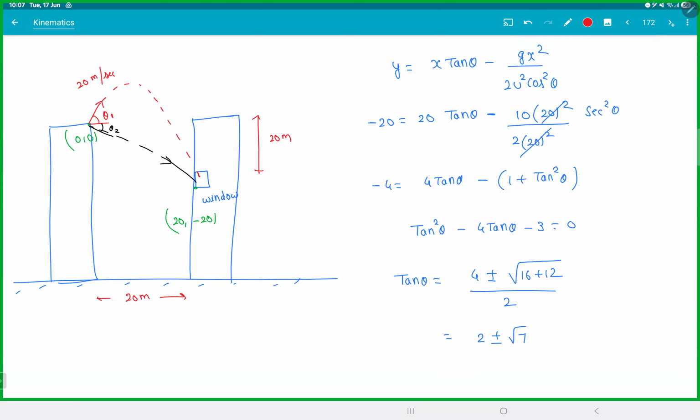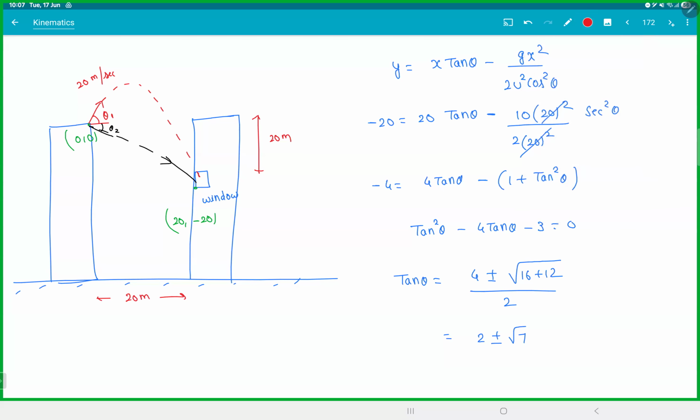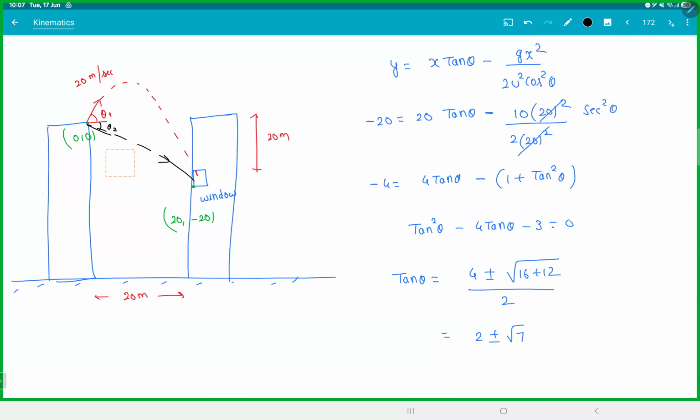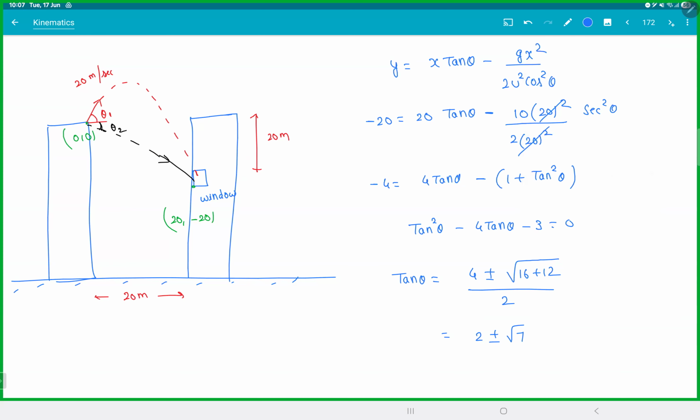So this is theta 1 and theta 2. The negative angle is the one which is thrown down, and the positive angle is the one which is thrown up. Is that clear, everyone? So there are 2 ways you can throw this particle into the window with this given data. 2 plus or minus root 7. Any doubts on this? All clear with this?